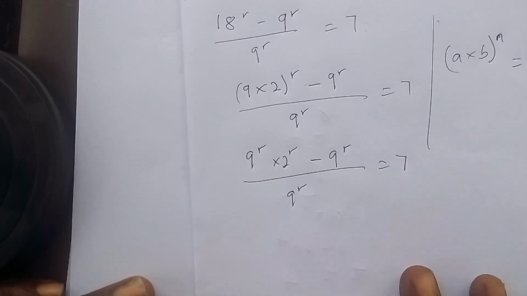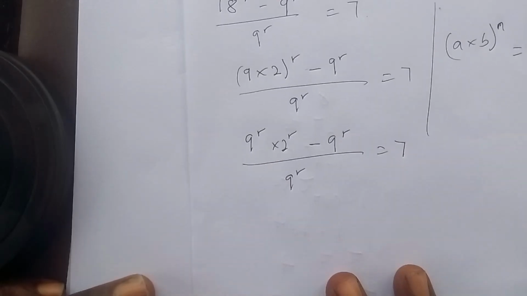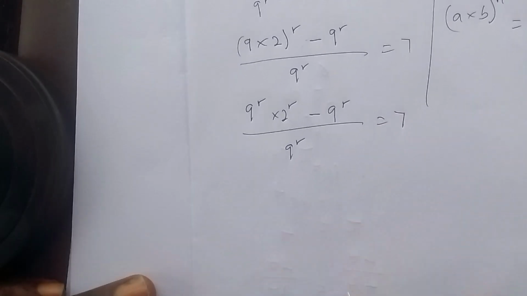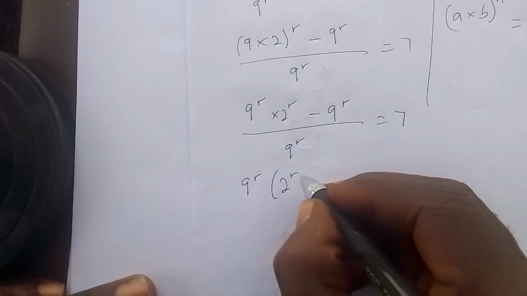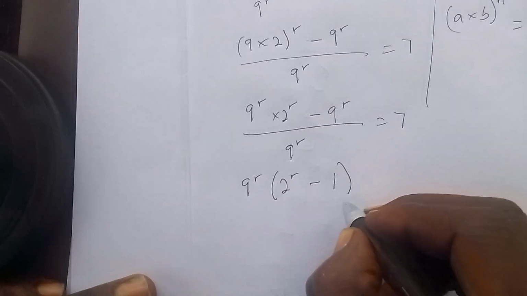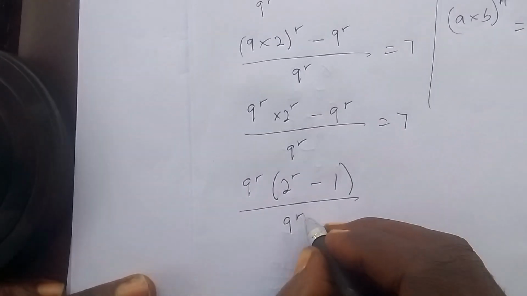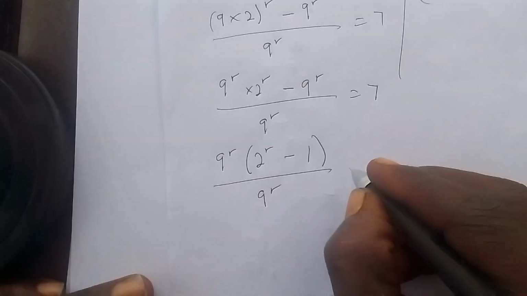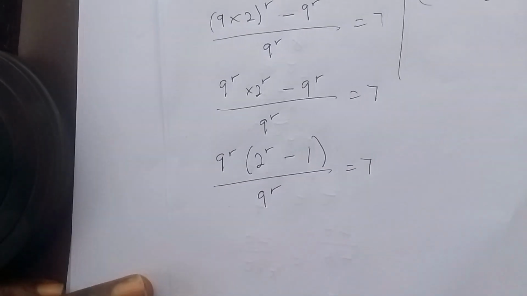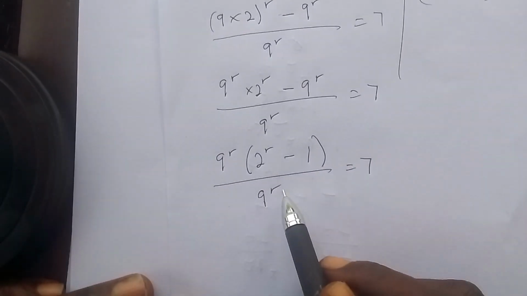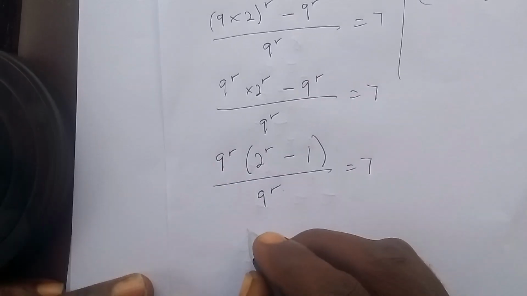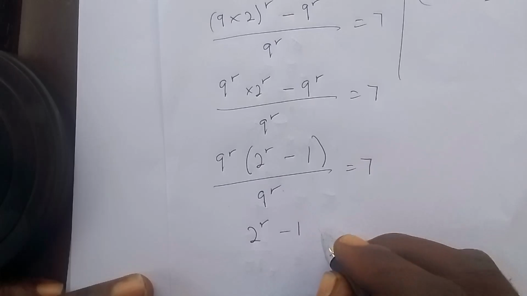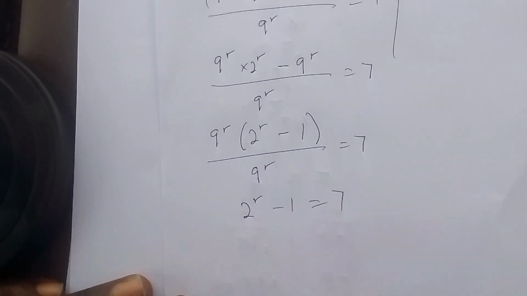So from this, we can factorize 9 to the power r out, giving us 9^r out, (2^r minus 1) all over 9 to the power r equals 7. 9 to the power r cancels the 9 to the power r at the bottom, leaving 2^r minus 1 is equal to 7.